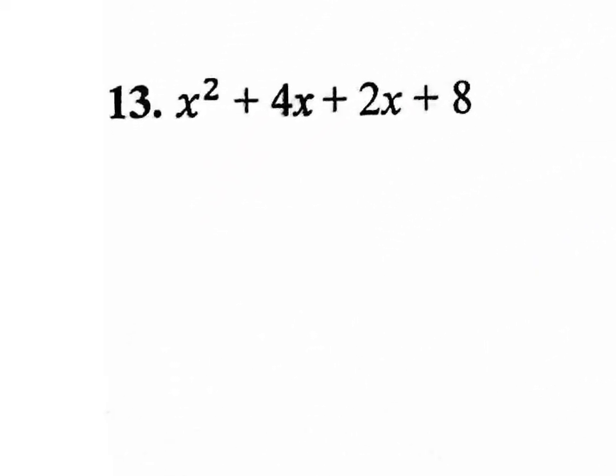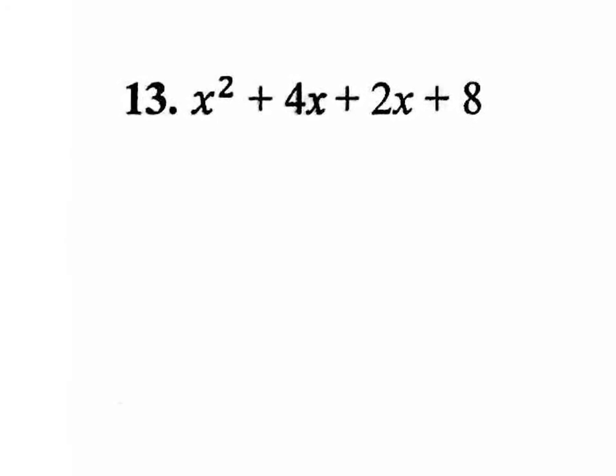We stopped on number 13 because we can't pull out the GCF. You're thinking x, x, x, there's no x. Oh, 8, there's a multiple of 2, multiple of 2, multiple of 2, there's no multiple of 2. So the first method of pulling out the GCF doesn't work. That's when we move on to the second method, grouping.